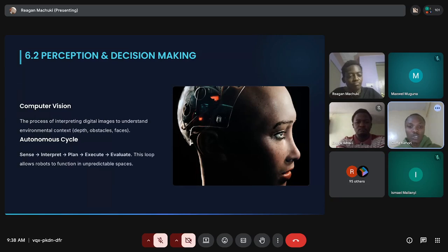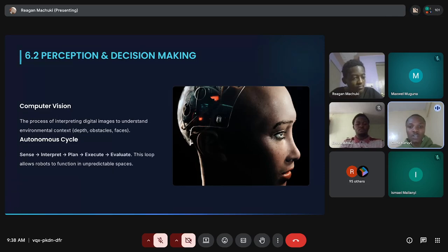Another important concept in robotics is autonomous decision making. Autonomous decision making refers to a robot's ability to analyze information, evaluate possible actions, and choose the best response without human intervention. This process also typically follows a decision making cycle. First, the robot senses the environment through sensors. It then interprets the collected data using AI models. Thirdly, it plans the possible actions based on the situation. Then it selects the best decision. And finally, it executes the action and evaluates the outcome.